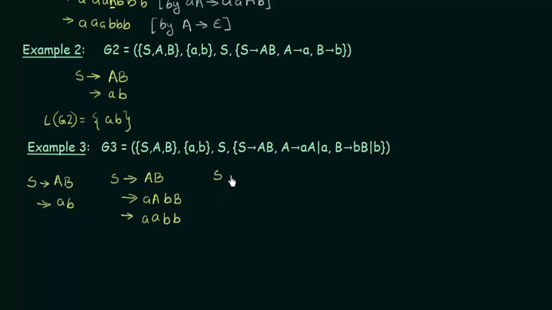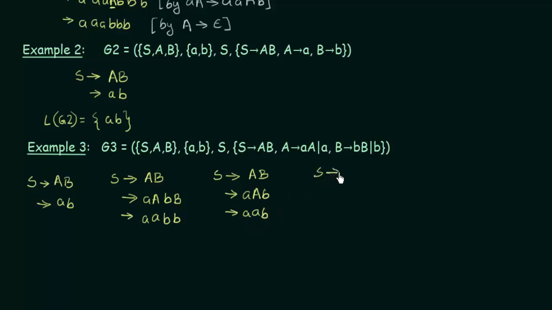Now let's see another one. Starting with the start symbol S, which gives AB, now instead of A I will take AA, and in case of B, instead of taking BB, let me take small letter b. Now instead of this A I will take small a. So this small a comes down as it is, and instead of this capital A I will take small a. So aab, this is another string that can be formed.